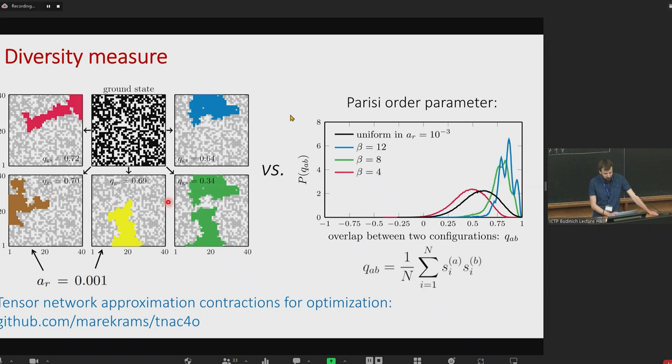And so according to that definition from the previous slide, we will have six such states, each at large distance from one another, so we have diversity six. What you see here is some effectively high-dimensional subspace. And we can try to compare that measure with, I would say, the standard measure of dissimilarity of solutions in spin glasses, that is the Parisi order parameter.